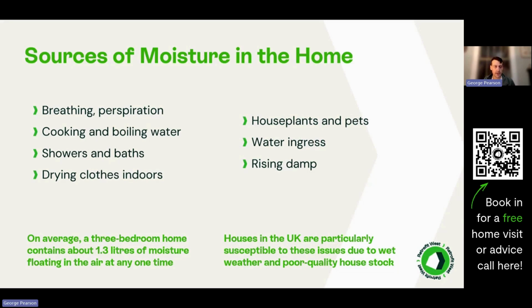I think, well, there's a little thing there that says on average, a 3-bedroom home can contain around 1.3 litres of moisture floating around in the air at any given time, and even more when the property is poorly ventilated. Worth noting, but I'm sure we're all aware, that the UK is very cool and wet, and much of its housing stock is very old and not well insulated, which means that we're particularly susceptible to moisture problems. They're way more common here than they are in other countries.